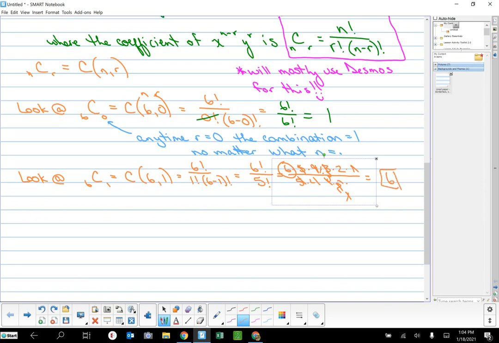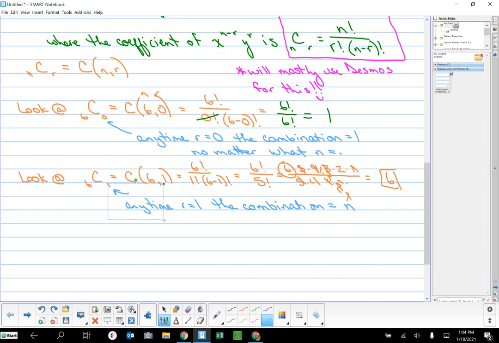Okay, so another generalization. Anytime r is 1, the combination equals n. That will always be true because your denominator is always going to be 1 less than the numerator, canceling everything out except that leading number in the numerator. So that's always going to happen.